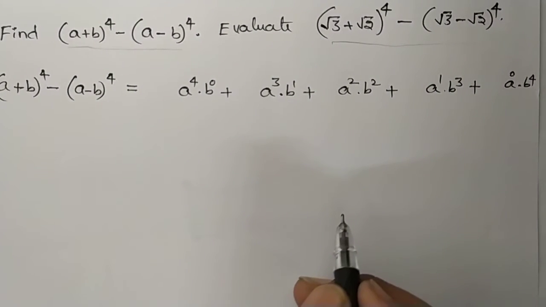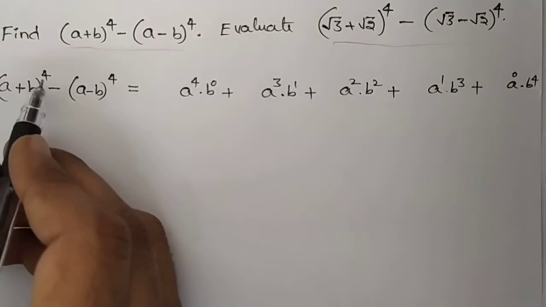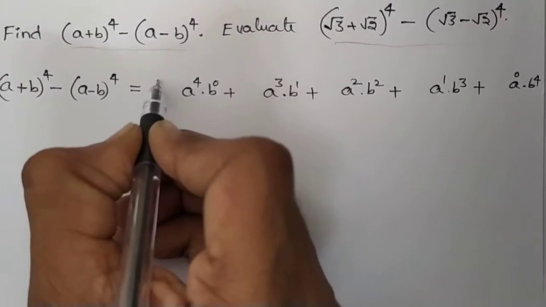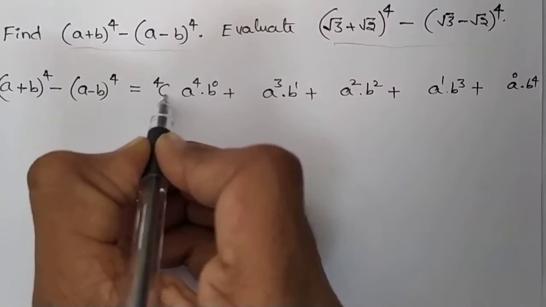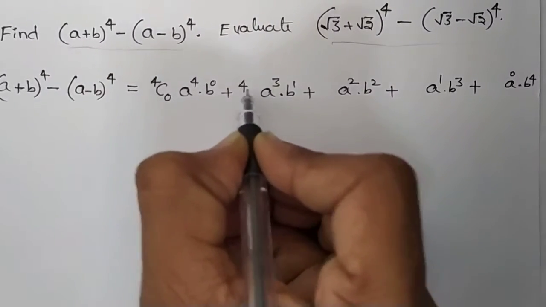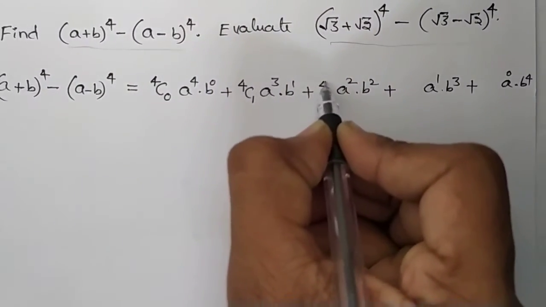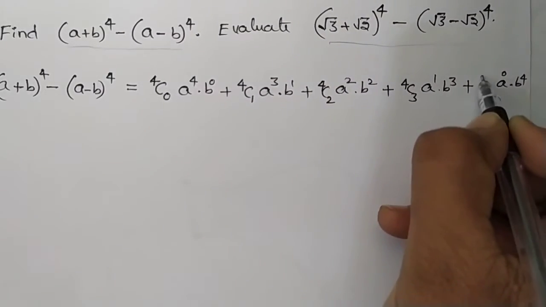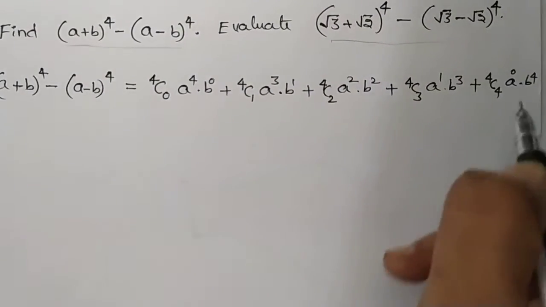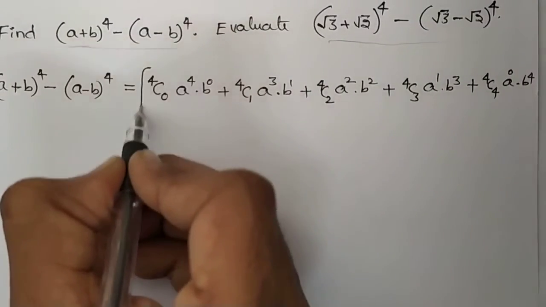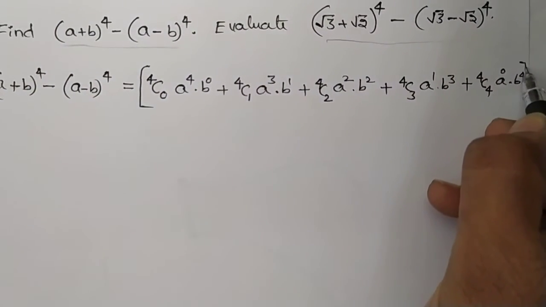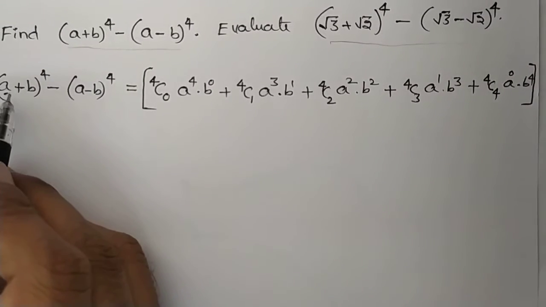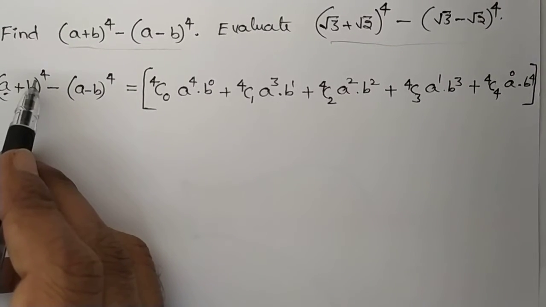Then what about the coefficients, the binomial coefficients? Here in place of n we have 4, so the binomial coefficients will be 4C0, 4C1, 4C2, 4C3, 4C4. Okay, it is the expansion of (a + b)^4.